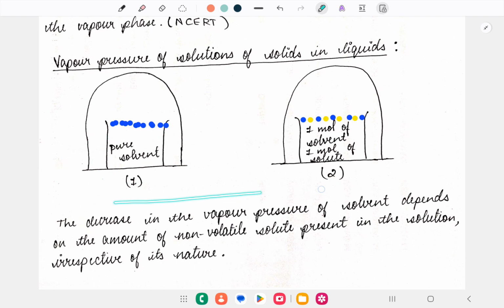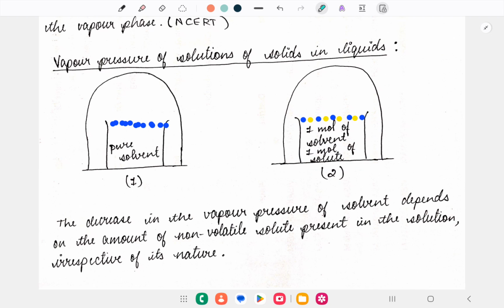So here we have both the pictures. The first one will represent the pure solvent, while the second one represents 1 mole of solvent mixed up with 1 mole of solute. If a non-volatile solute is added to a solvent to form a solution, the vapor pressure will depend only upon the solvent. The solute has nothing to do with the vapor pressure.